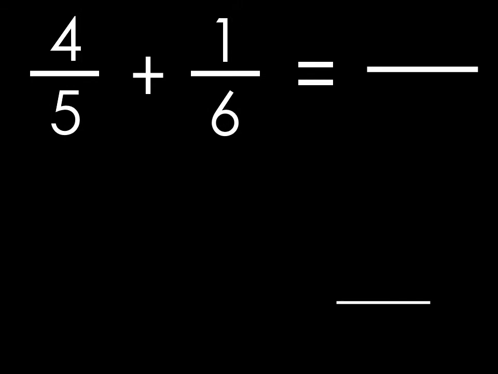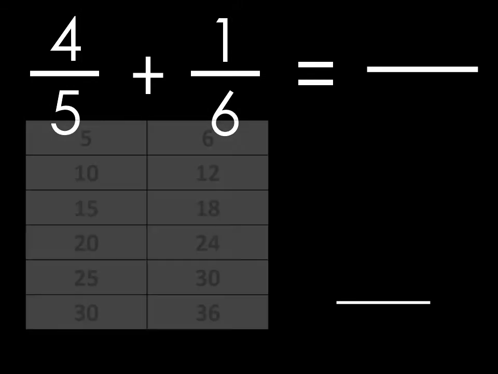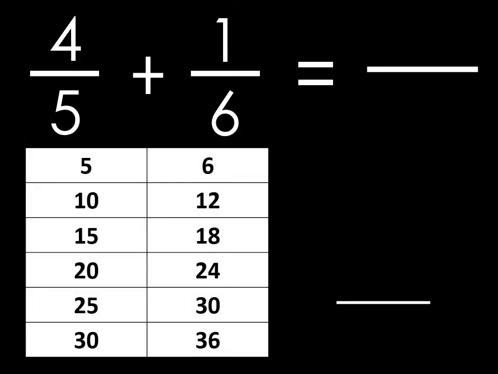So, isa-isahin natin. First step is to get the LCD. Paano natin kukunin yung LCD? Ilista mo lahat ng multiples nung dalawang denominator. For 5, we have 5, 10, 15, 20, 25, 30, so on and so forth. For 6, we have 6, 12, 18, 24, 30, 36. Next, find the least common. Ano yung common sa kanila? We have 30. Kaya yung magiging denominator ng sagot natin is 30.